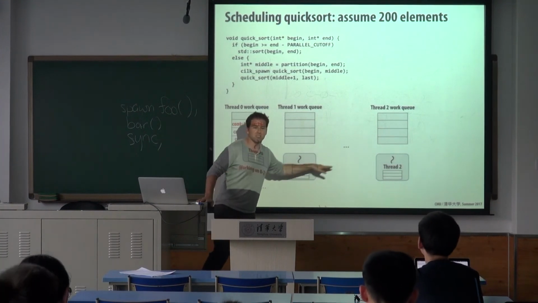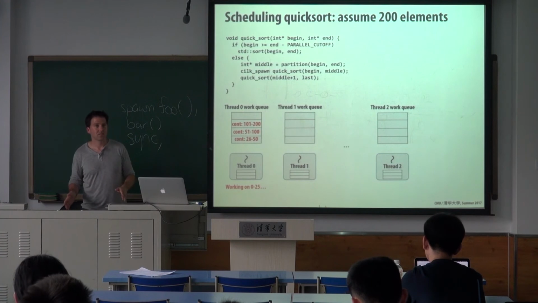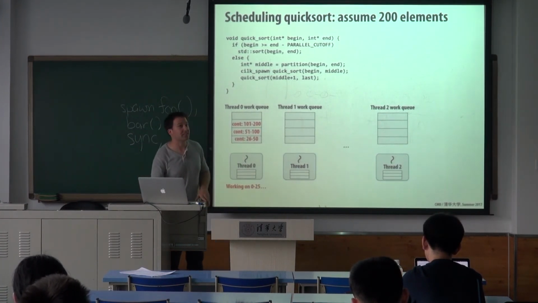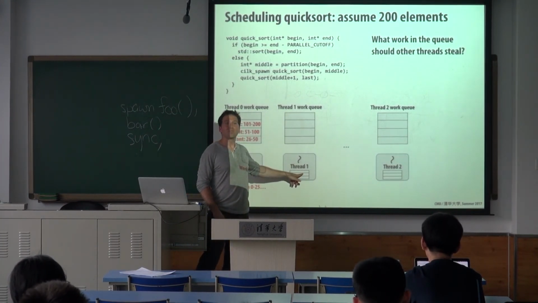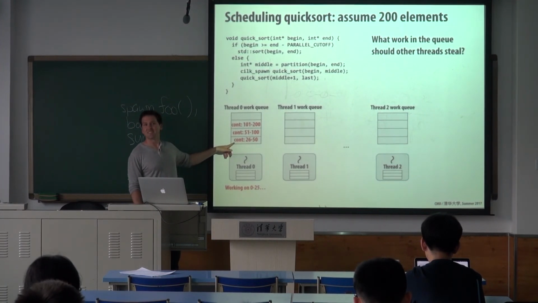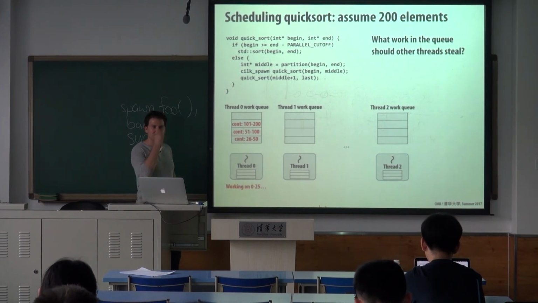Now these other processes are empty. They have no work in the list, so what will they do? They're going to go say, hey, I need some work. So now here's an interesting question. Thread 1 needs work. There are 3 pieces of work in this list. Which one should it steal?